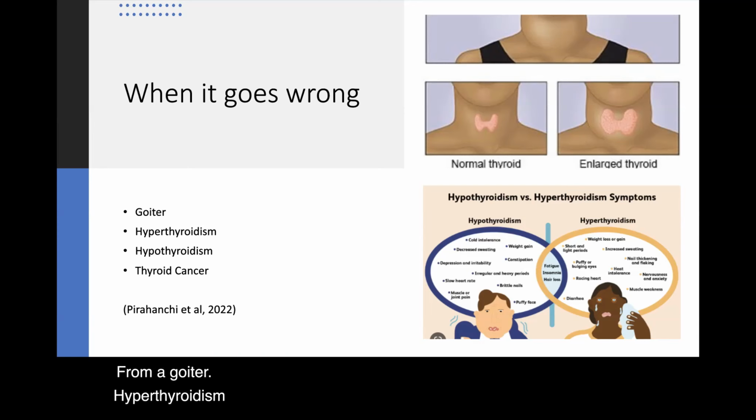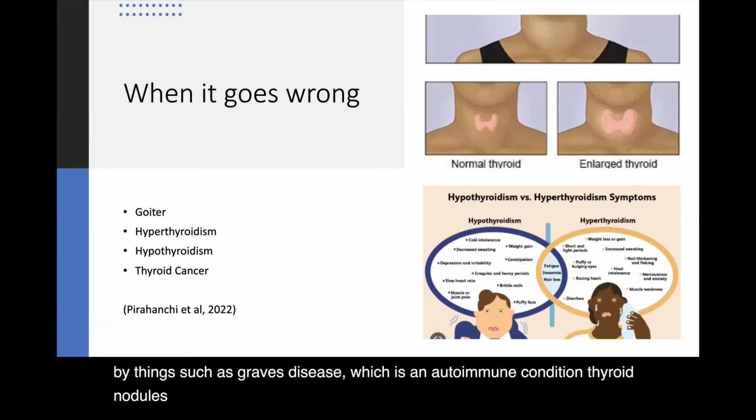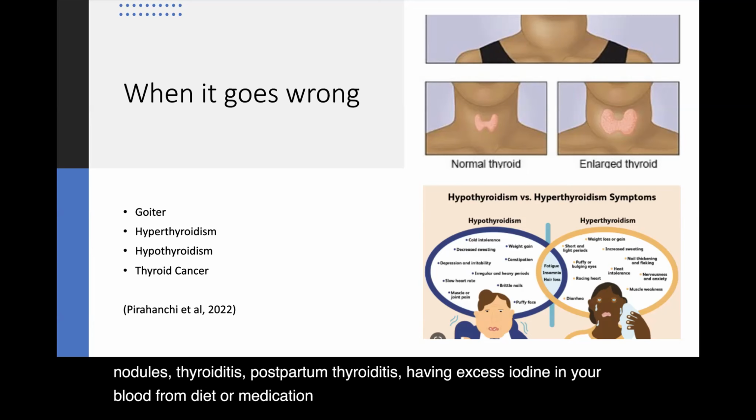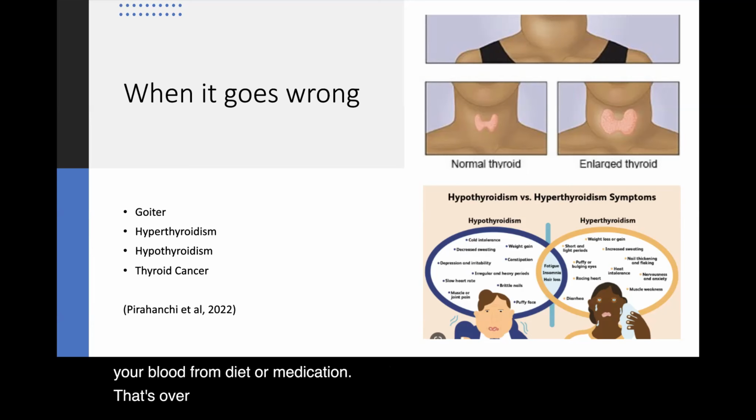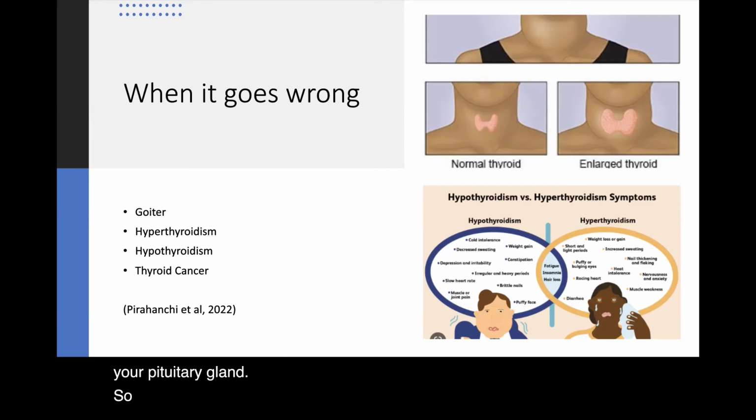Hyperthyroidism is going to be an overactive thyroid. This could be caused by things such as Graves' disease, which is an autoimmune condition, thyroid nodules, thyroiditis, postpartum thyroiditis, having excess iodine in your blood from diet or medication, over-treating hypothyroidism through medication, or a benign tumor that's in your pituitary gland.